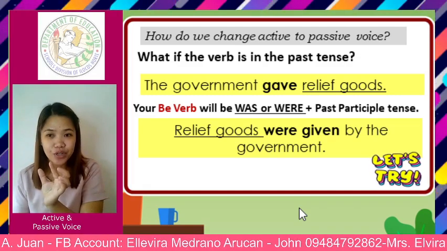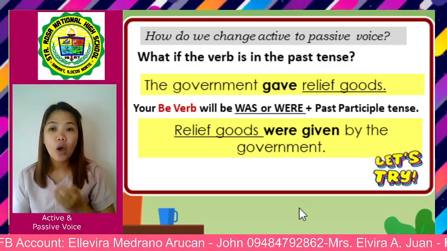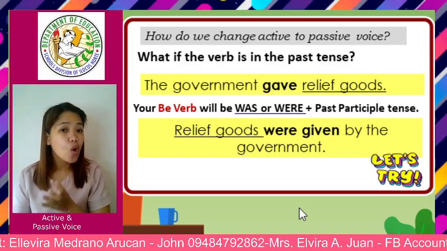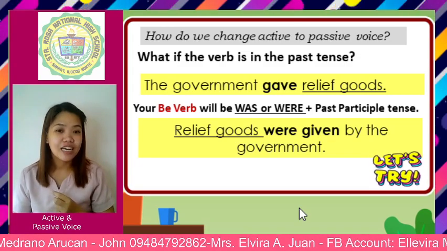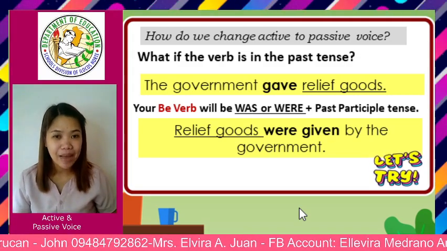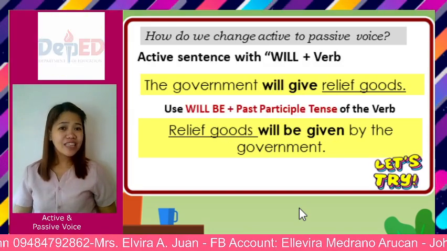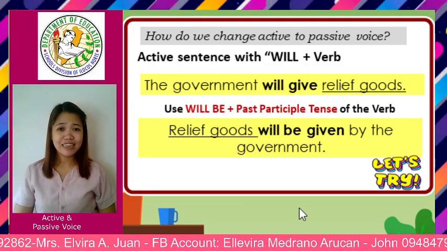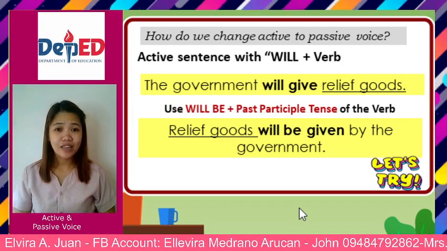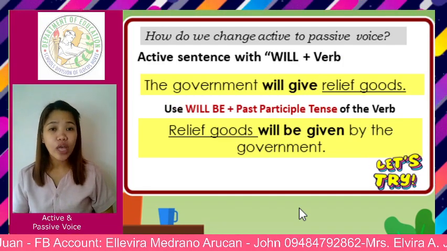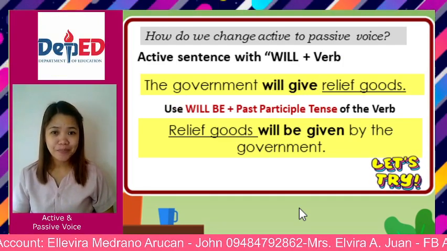Since relief goods is plural, we use were. Relief goods were given by the government. That is for the past tense. What if it is in the future tense? We use the word will. Like the government will give relief goods.